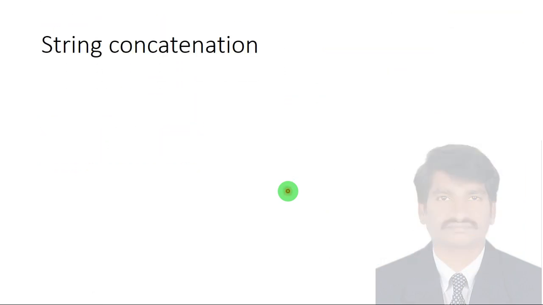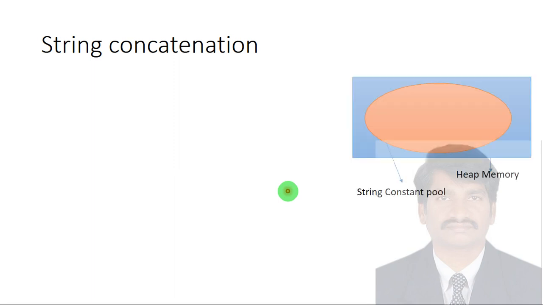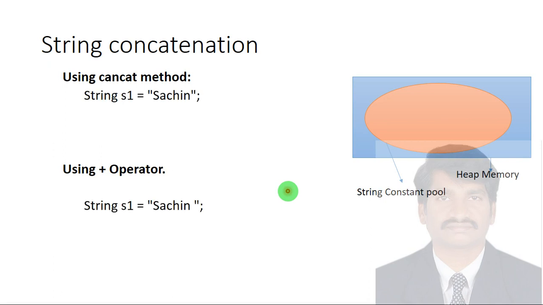Next one, string concatenation. Guys, there are two ways of concatenating strings. One, there is a method called concat. Another one is you can use the plus operator. Heap memory, this is my string constant pool. So two ways: one the concat method, another the plus operator.